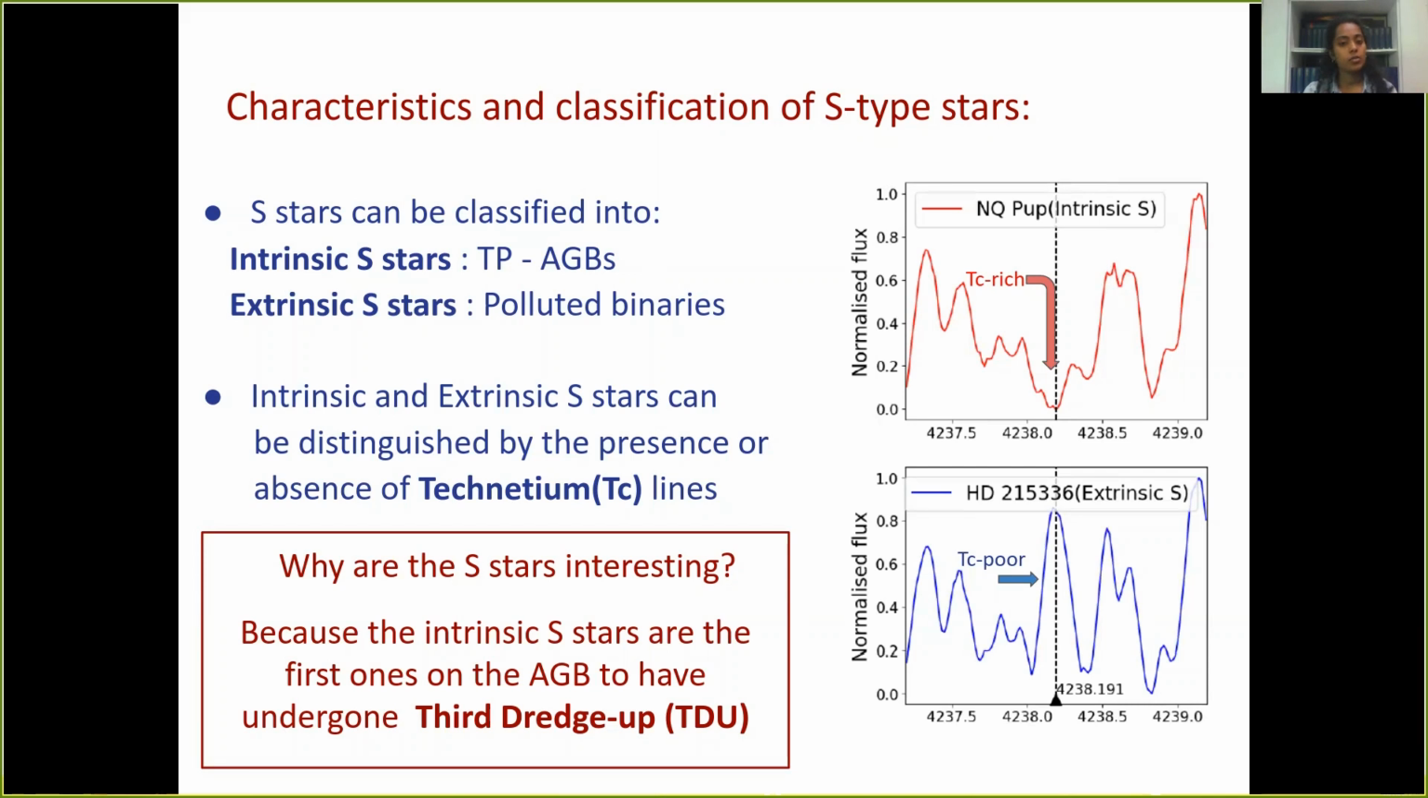So the intrinsic S-stars, or the genuine thermally pulsing AGB stars, are definitely very interesting to us because we can understand the AGB nucleosynthesis and the third dredge-up physics and many more things. In fact, in the current context, the intrinsic S-stars are very interesting because they can help us understand the gaps between AGB observations and AGB predictions or AGB models. So they are going to be the main heroes of my talk.